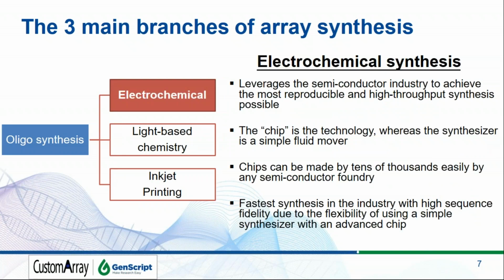Moving on, electrochemical is what we do, and it has its own advantages that we bring to bear. Unlike inkjet printing, where the actual technology is the machine itself, for us the technology is not really the machine, it's the chip. So we have a very sophisticated chip in a very simplistic machine or synthesizer. The advantage there is that it's very modular. We can add machines or remove machines, and the chip itself, while advanced, leverages the semiconductor industry, which makes tens of thousands or millions of chips every day. So we are able to leverage their reproducibility, and it helps us quite a bit.